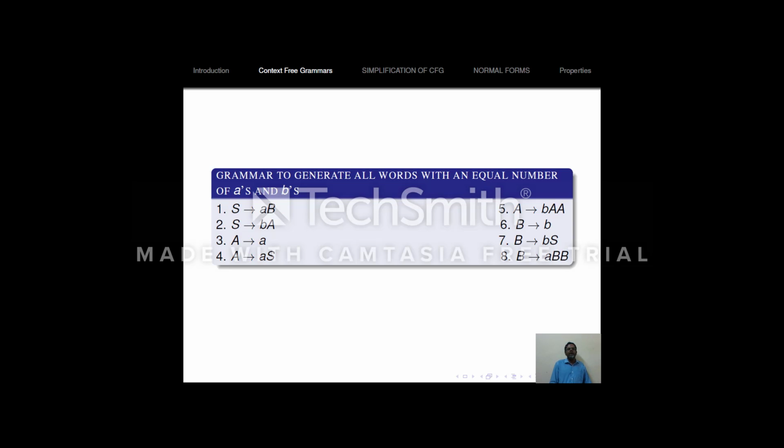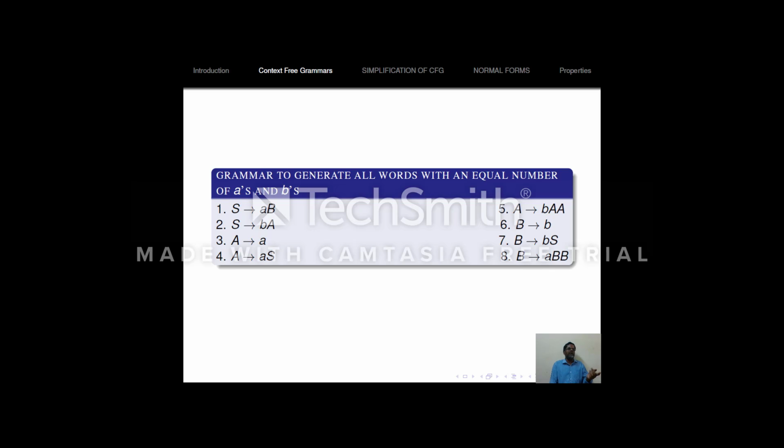Now, if I want to design a grammar to generate all words with an equal number of A's and B's, there is a lot of difference between the earlier problem and this problem. In the earlier problem, the number of A's and number of B's are equal. Here, the A's and B's can be in any position, whereas in the earlier problem, all A's came together, after that all B's came together.